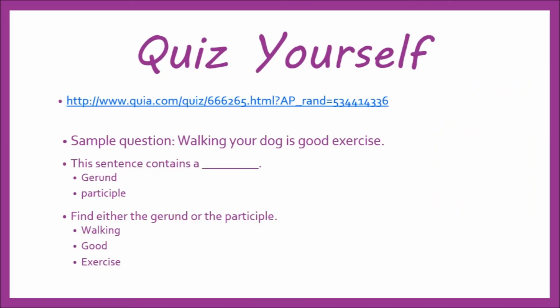If you'd like to test your knowledge, just follow this link. The quiz has, I think, about 16 questions that look kind of like this. You'll be given a sentence. First, you're asked if there is a gerund or a participle. The second part of the question asks you to identify which word it is.